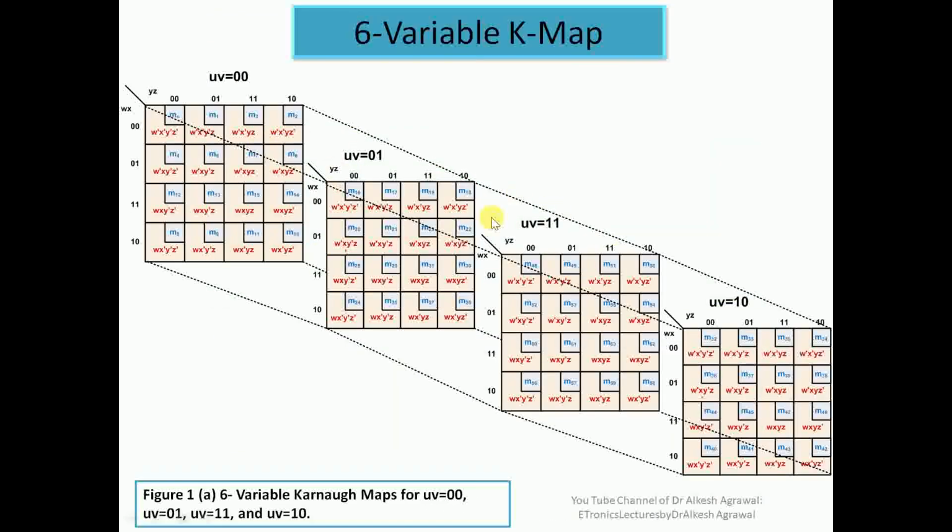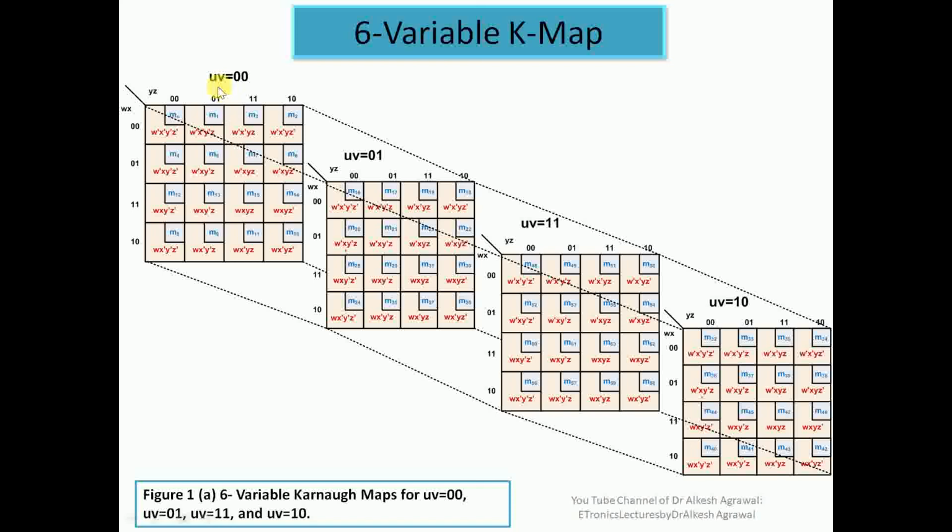The structure is somewhat complicated because here we have to focus on six variables, and out of six variables, four of the variables are depicted in the maps and two variables lie outside the map. If we compare this with the five variable K-map, in the five variable K-map we have only two maps, and out of five variables only one variable was depicted outside the map. But here in the six variable K-map, out of six variables, two variables are depicted outside the map.